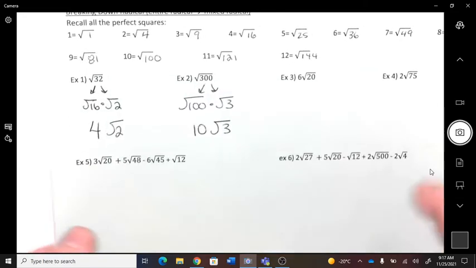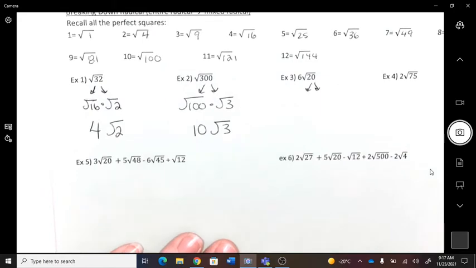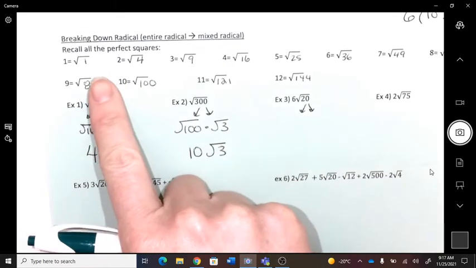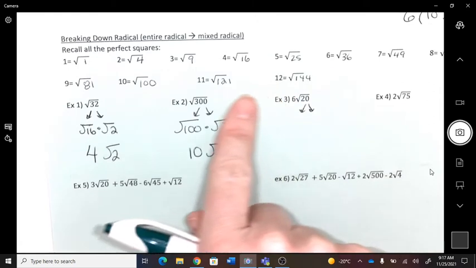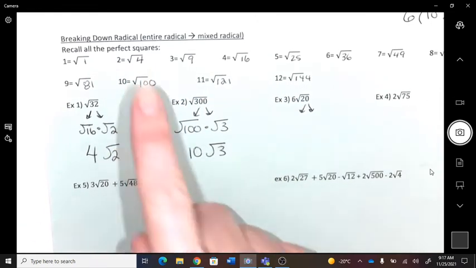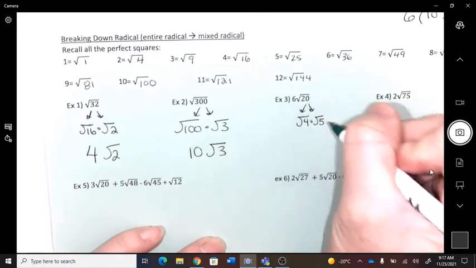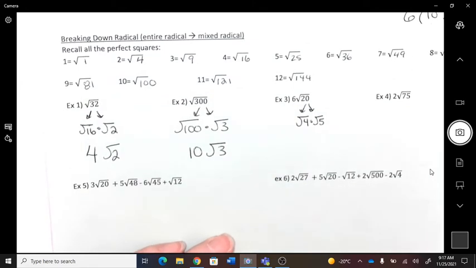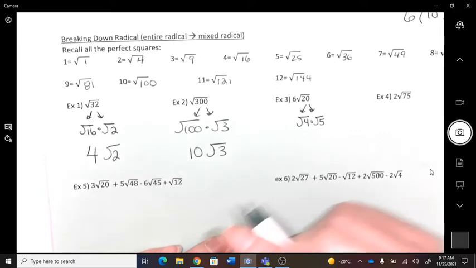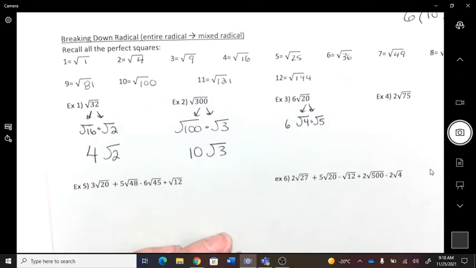Okay, 20. What kind of magic number is 20 divisible by? So I'm looking at these numbers. 20 is divisible by 4. So I'm going to go root 4 times root 5. That's how I get a root 20. Okay, but this time we had a coefficient number. So I also have to remember to bring that along for the ride.